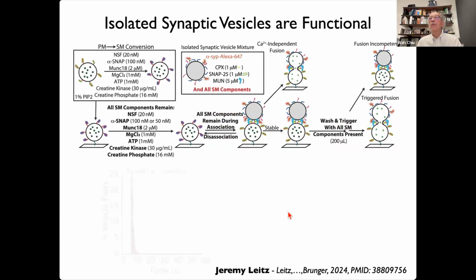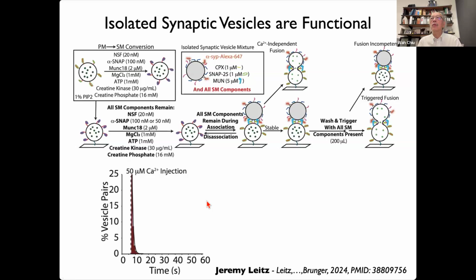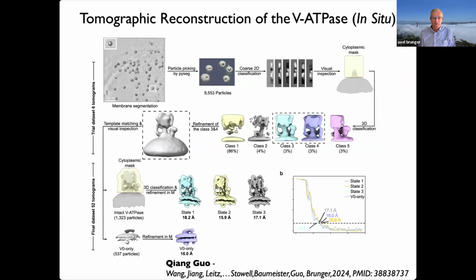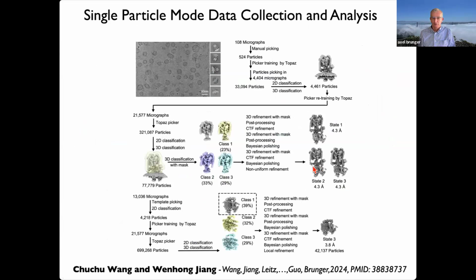Mm-hmm. So another question related to resolution. What do you think is the limiting factor for the subtomogram average of V-ATPase? Again, I think it's to a large degree that there is still some remaining heterogeneity in the system, and I did mention the membrane densities being less well determined, so that's a limitation there.